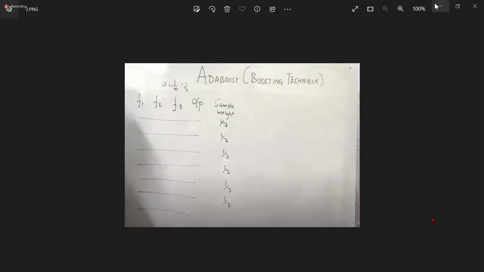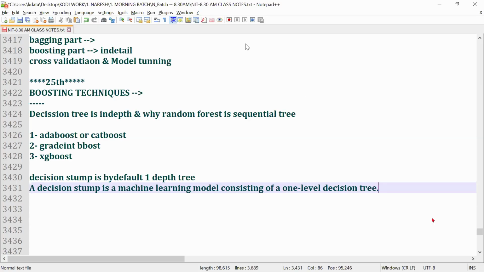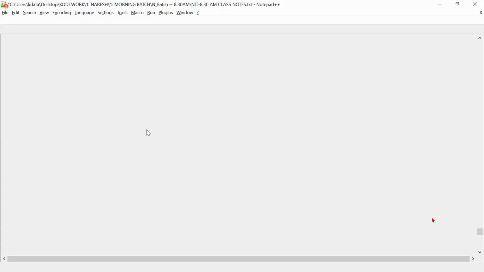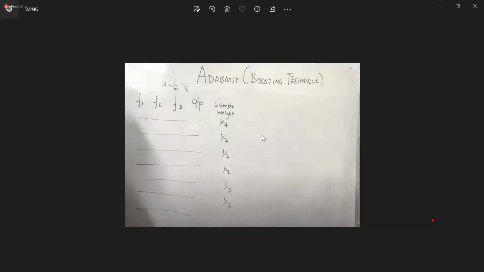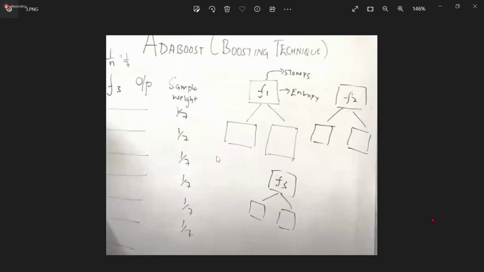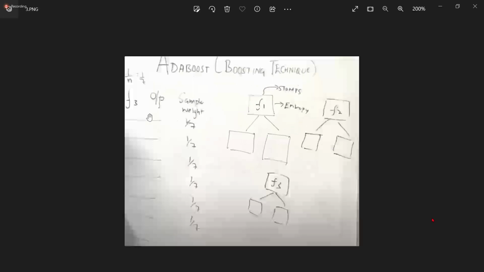Now here, let's assume we have independent variables. In this graph, the independent variables are F1, F2, F3. So which one would be the root node? Definitely either F1 or F3. This is called F1, F2. We create a decision stump like that, guys.